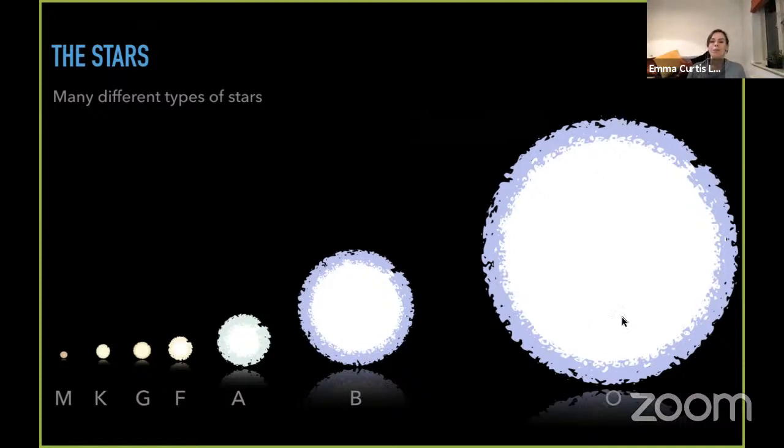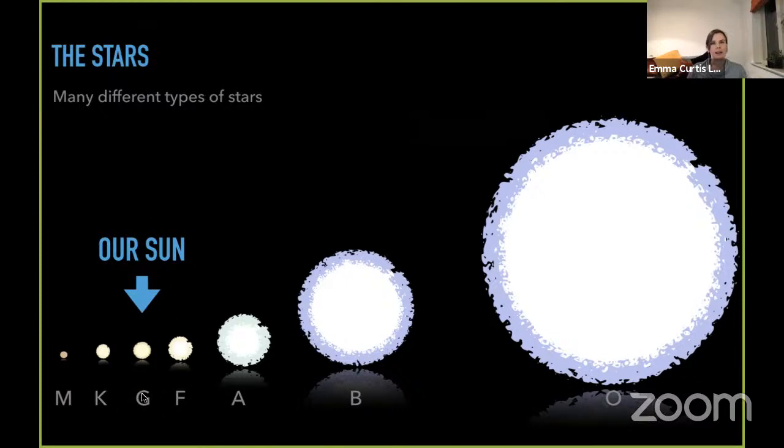So they're ranging from the biggest, brightest, hottest, shortest lived stars, these are the O-type stars, all the way through to the cooler, fainter, longer lived stars. And if you'd like to know what type our sun is, here it's a G-type star.